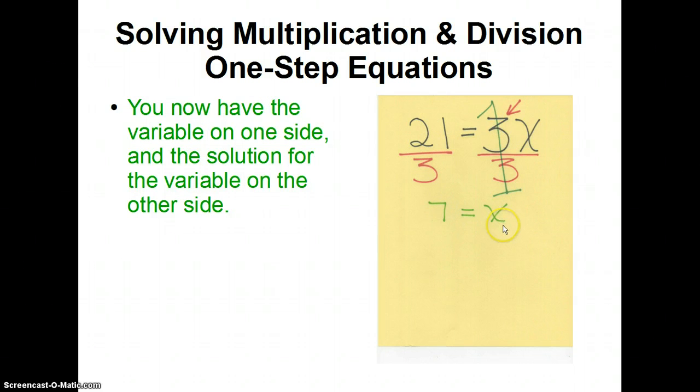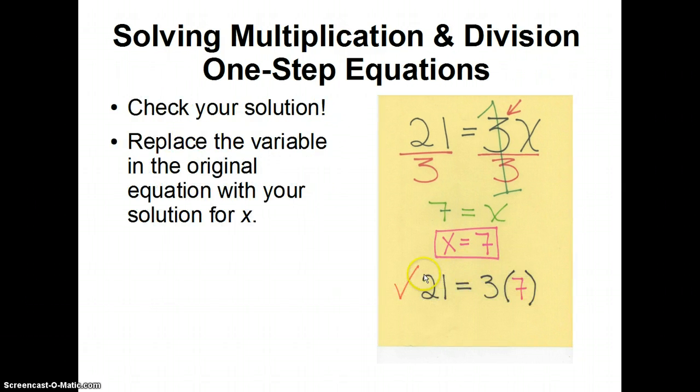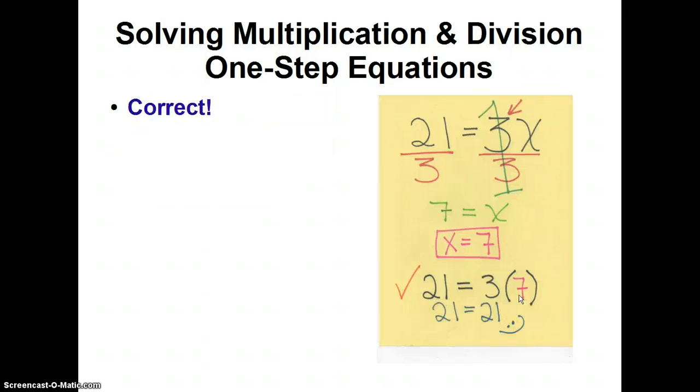But we want to get in the habit again of putting our letters on the left, numbers on the right. We're going to make it a little neater. So we have x equals 7. We're not done yet. We need to check our solution to make sure we've done it correctly. So we're going to put it in the same original format. We have 21 equals 3x. We have 21 equals 3 times 7 because we plugged in the 7 for x. All right, now, indeed, 21 equals 21.